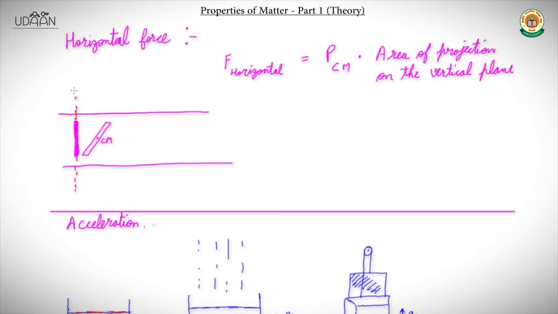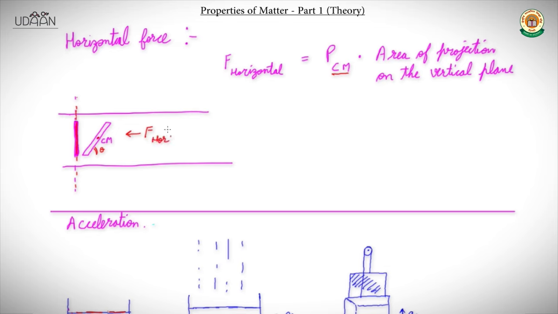So let's begin the next thing, that is horizontal force. Horizontal force on a randomly oriented object inside a fluid, F horizontal, is given as the pressure at the center of mass of the object times the area of projection of this object on the vertical plane. For example, there is this rod which is at an angle theta. If we take the projection on the vertical, it will be this area. This area multiplied by the pressure at the CM will give us the horizontal force on the object.